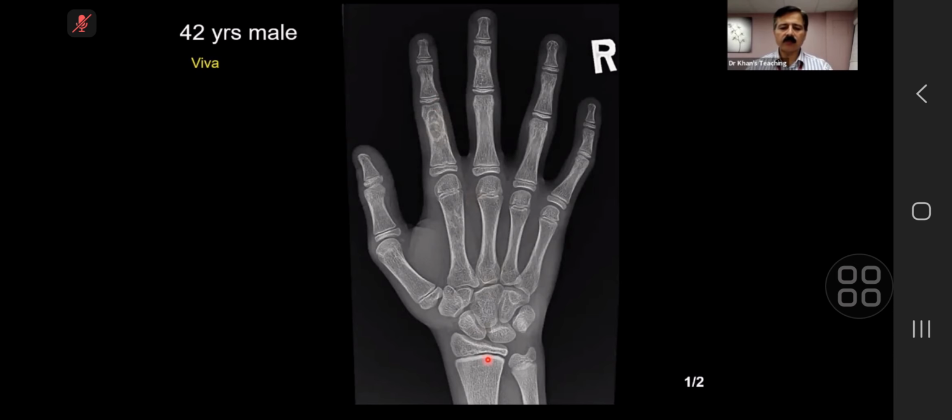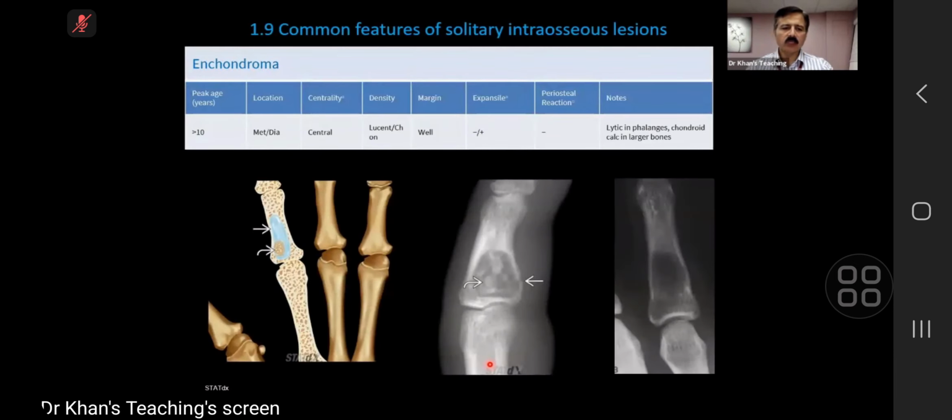So the take-home point is that that has made the whole of the differentiation. And if an examiner shows it to you, he or she is going to ask you questions so that you reach a specific diagnosis. What is your thinking? This is what they are looking for. So this is an enchondroma.